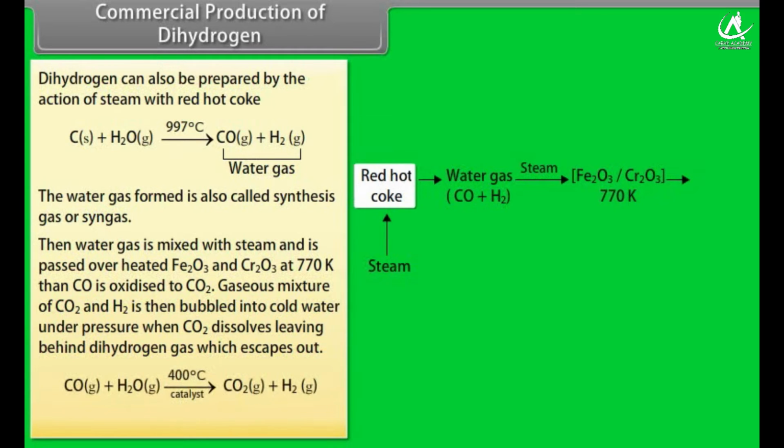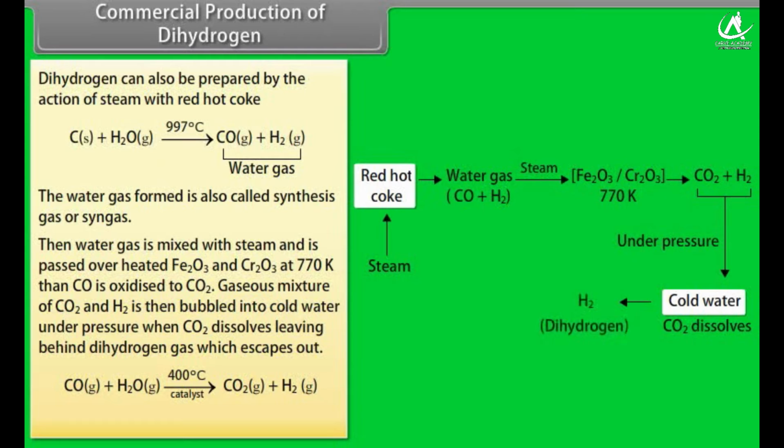The gaseous mixture of CO2 and H2 is then bubbled into cold water under pressure, when CO2 dissolves, leaving behind dihydrogen gas, which escapes out. This reaction is called the water-gas shift reaction.